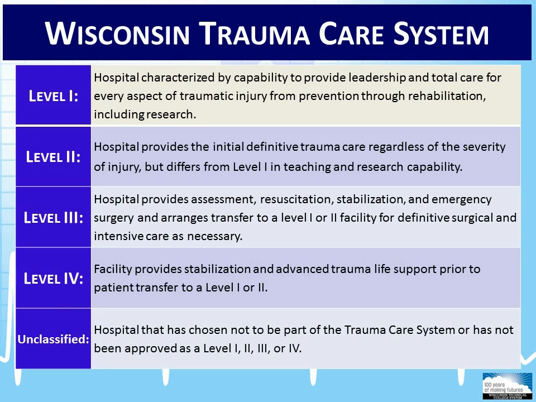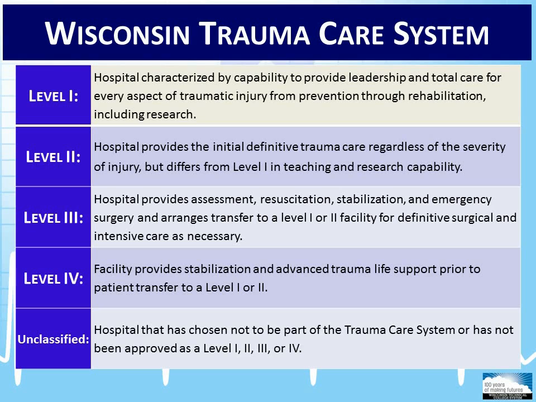Level 2 hospitals provide initial definitive trauma care regardless of the severity of the injury, but differ from Level 1 facilities in teaching and research capability. Level 3 hospitals provide assessment, resuscitation, stabilization, and emergency surgery, but must arrange transfer to a Level 1 or 2 facility for definitive surgical and intensive care as necessary. Level 4 facilities provide stabilization and advanced trauma life support prior to transferring the patient to a Level 1 or 2 facility. Unclassified facilities have either chosen not to be a part of the trauma care system or have not been approved as a Level 1, 2, 3, or 4 facility.